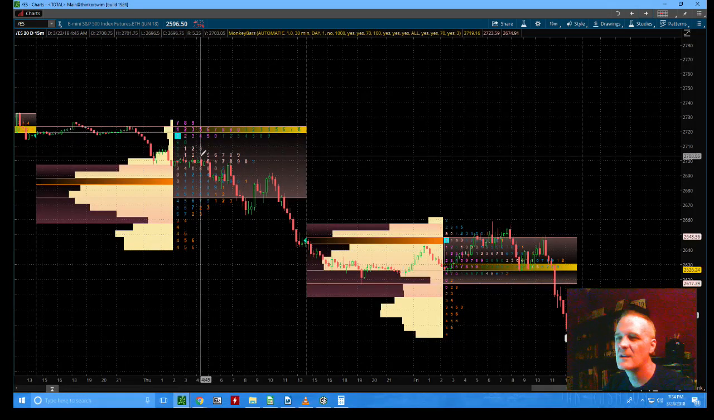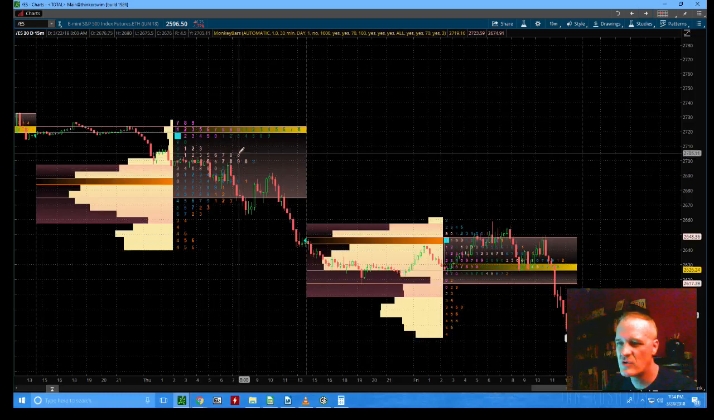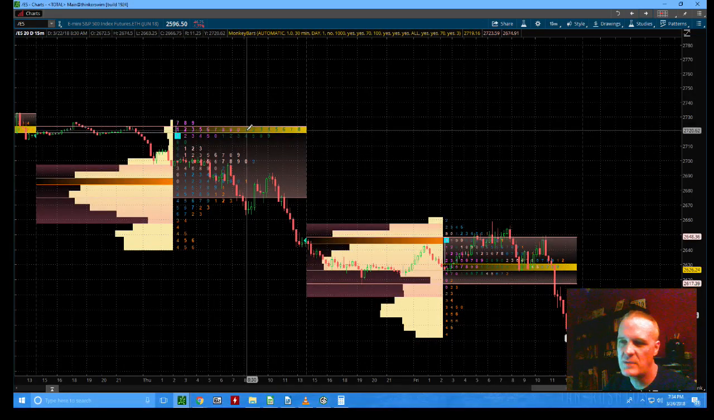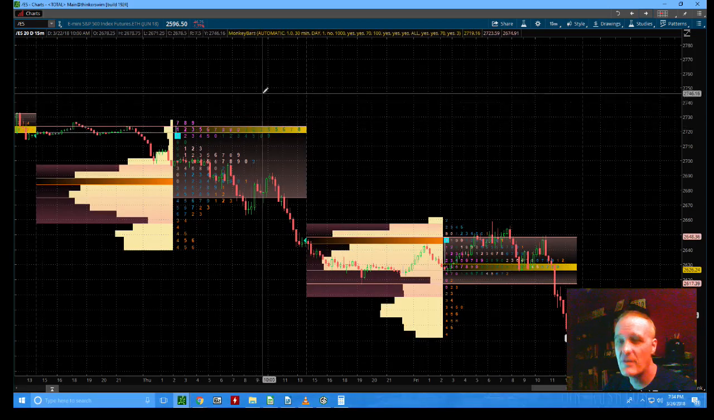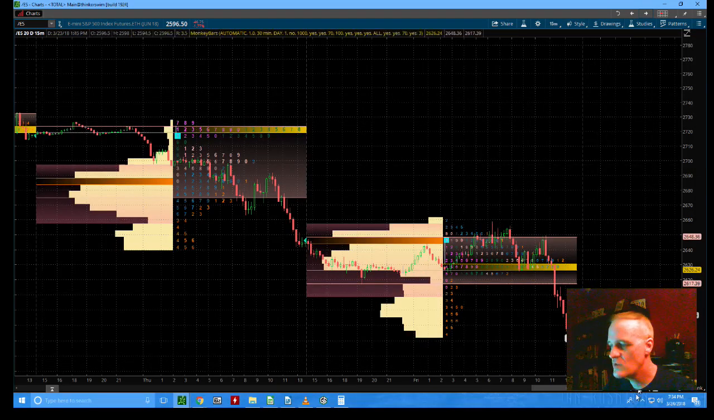Generally speaking, if price were to have turned up, it would be difficult for it to cross the point of control, and if it does, it's going to be difficult for it to continue to move further above the point of control. That's how you use a point of control when you're trading.